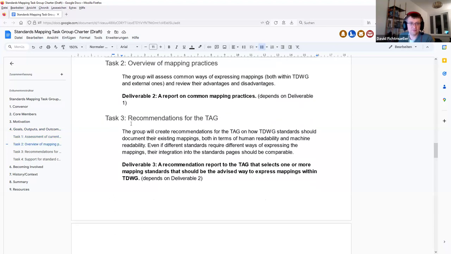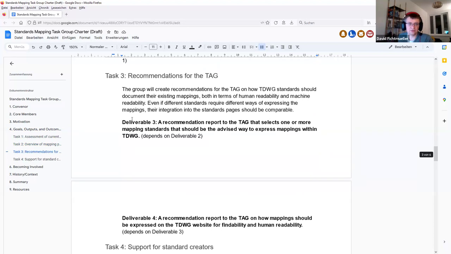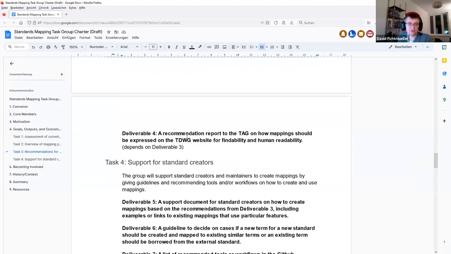And then based on this, the group will create recommendations for the TAG on how TDWG standards should document their existing mappings, both in terms of human readability and machine readability. Even if different standards require different ways of expressing the mappings, the integration into the standards pages should be comparable. And then also within the task, a recommendation report to the TAG where we select one or more mappings as the preferred way, and a recommendation on how those mappings should be expressed on the website.